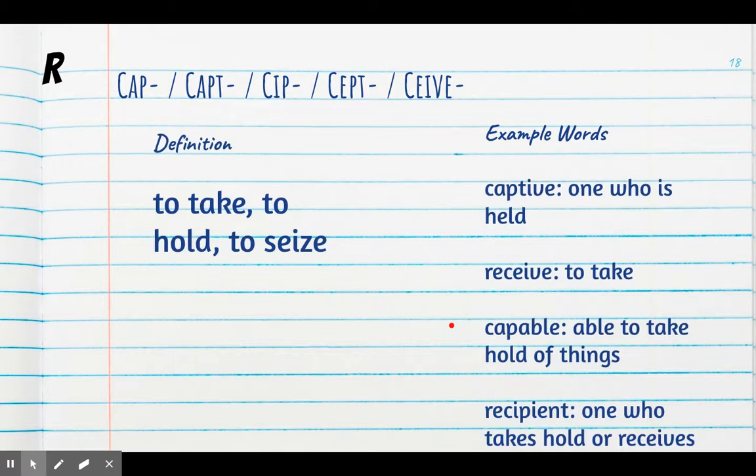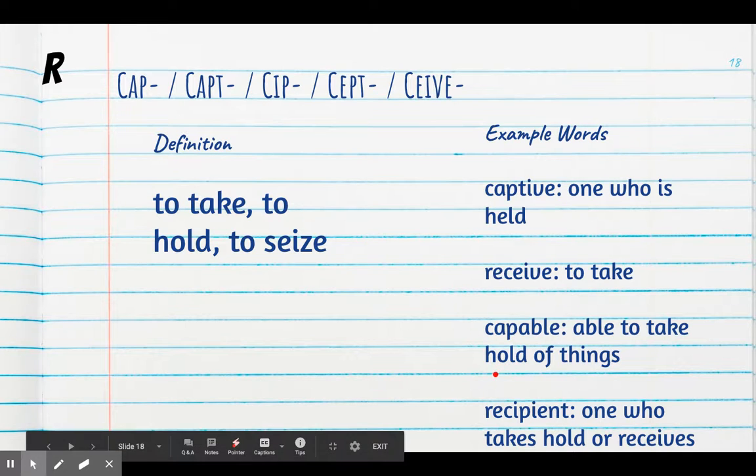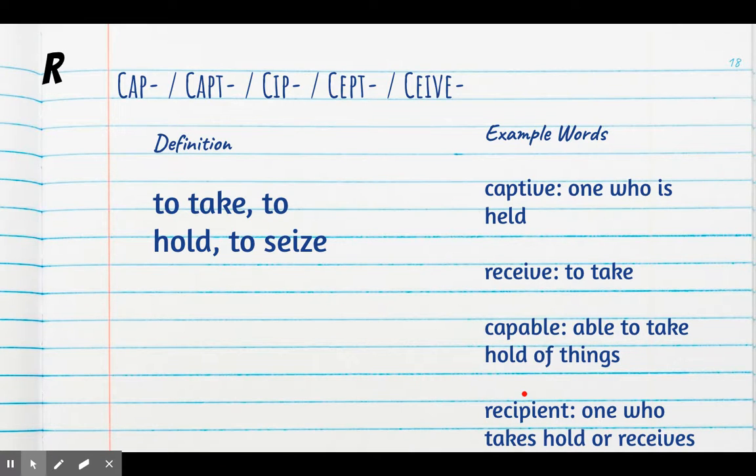Capable is able to take hold of things. So you've got the cap right here. Capable, it's like you're able to do something, but if you think about the meaning, it's like you're able to get a hold on things, right? If you're able to do something. And then you've got recipient. So you've got the cip right here in the center, one who takes hold or receives. So again, cap, capt, cip, cept, and ceive.